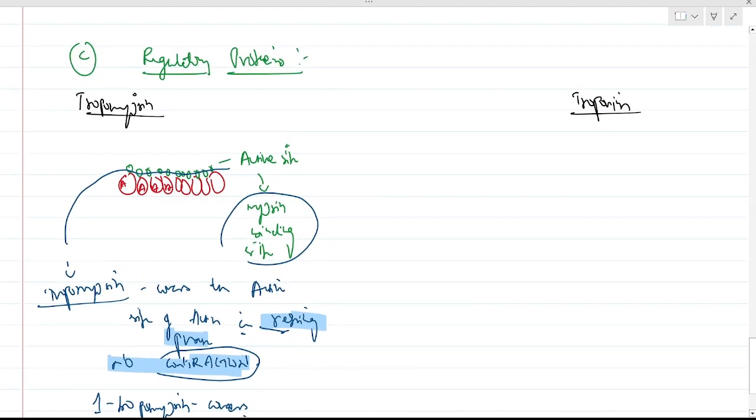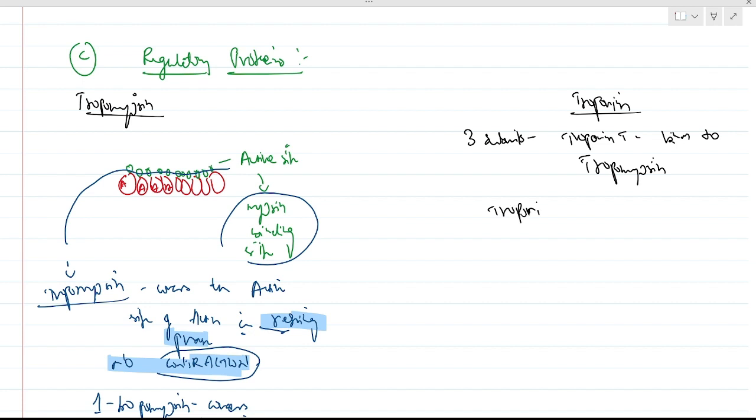Now moving on to troponin, the second regulatory protein. It has 3 subunits. First is troponin T. What does this do? It binds to tropomyosin. T for tropomyosin, so T type. Then there is troponin I, I for inhibitory.